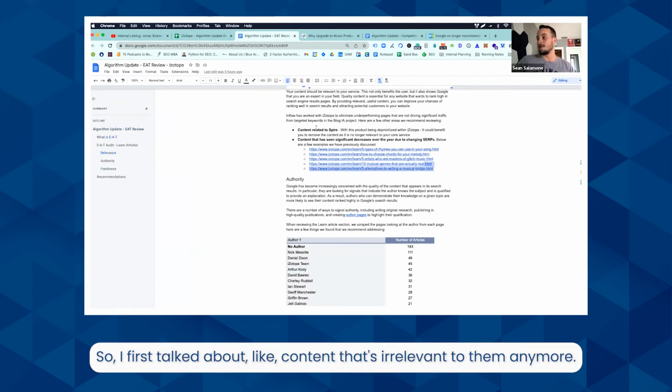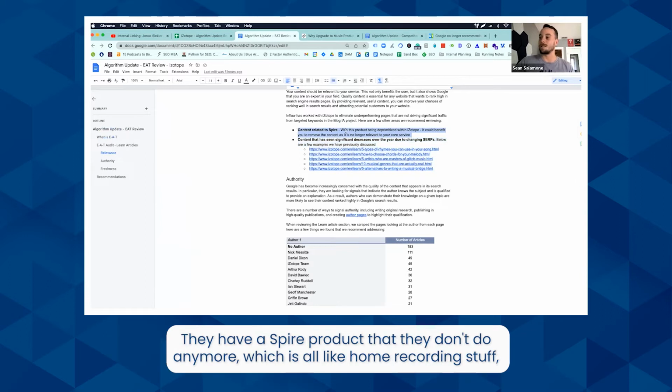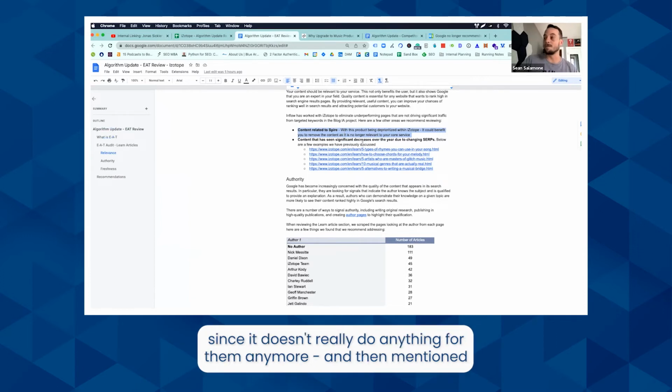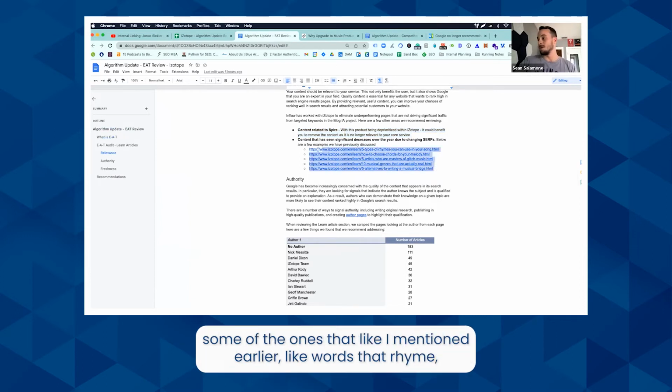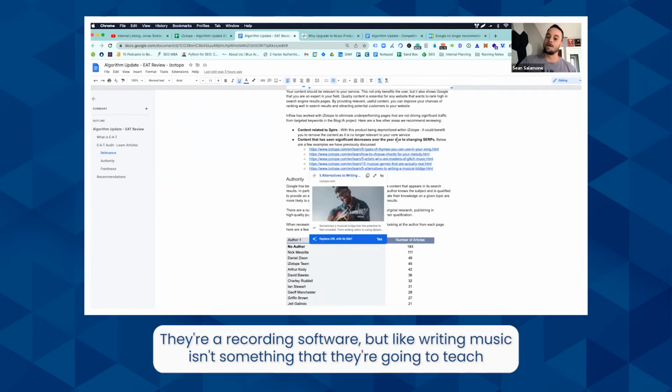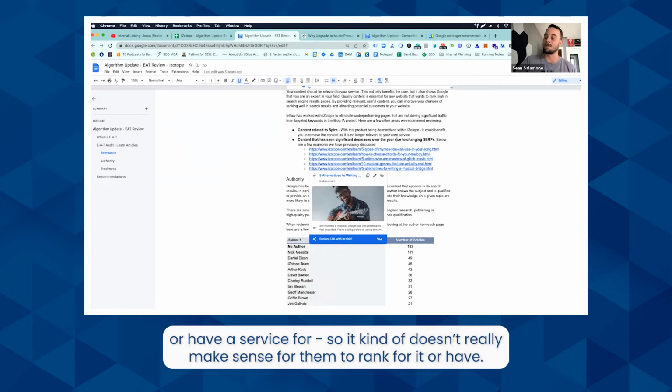So I first talked about content that's irrelevant to them anymore. They have this Spire product that they don't do anymore, which is all home recording stuff, so maybe they can get rid of that content since it doesn't do anything for them anymore. And then I mentioned some of the ones I mentioned earlier, like words that rhyme, how to choose chords for your melody, a lot of songwriting stuff that they don't really do. They're recording software, but writing music isn't something that they're going to teach or have a service for. So it doesn't really make sense for them to rank for it.